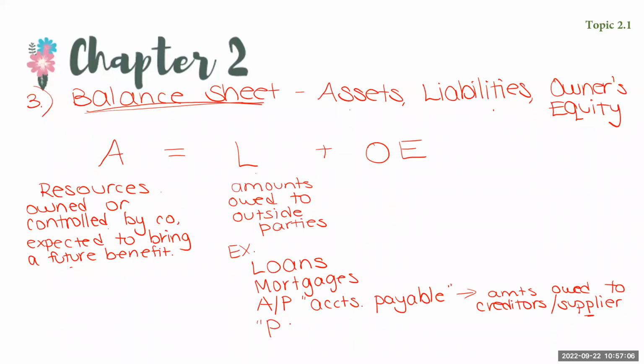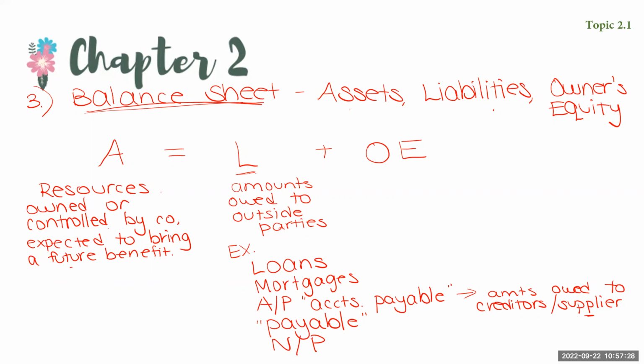Anytime you hear the word payable, it means an amount to be paid. So it's a liability. Another common one would be notes payable. But anything payable, just like anything receivable is an asset. So anything payable, interest payable, taxes payable, accounts payable, notes payable, okay?